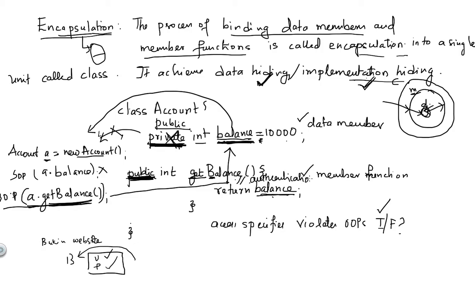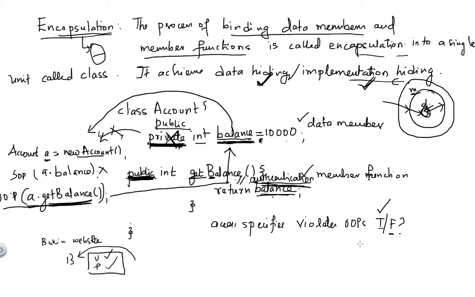Then it makes sense and you will not violate the encapsulation principle, wherein through the public method you are accessing private data, but who is able to access? Only the people who are authorized. Otherwise you return zero as the balance. Are you understanding? So as long as you have provided authentication, the access specifier will not violate the OOPS principle.